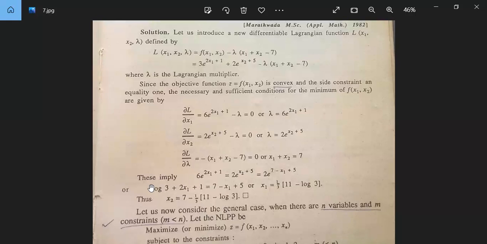Now we take log on both sides: log 3 plus 2x1 plus 1 is equal to 7 minus x1 plus 5. From here x1 will be found; solving, we get 1 by 3 into (11 minus log 3), and x2 will come out to be 7 minus 1 by 3 (11 minus log 3), using x1 plus x2 is equal to 7. So this is our solution for x1, x2, because it is convex, so we will get the minimum value. So this problem is also solved.